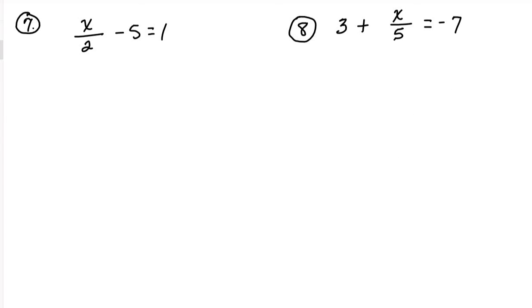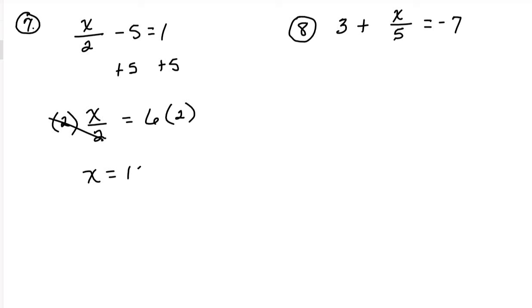Okay, problem 7, I need to get rid of this subtraction first, so I'm going to add 5 to both sides. So I have x divided by 2 equals 6. Now I need to undo this division. The opposite of division is multiplication. So multiply both sides of the equation by 2 and you get x to equal 12.